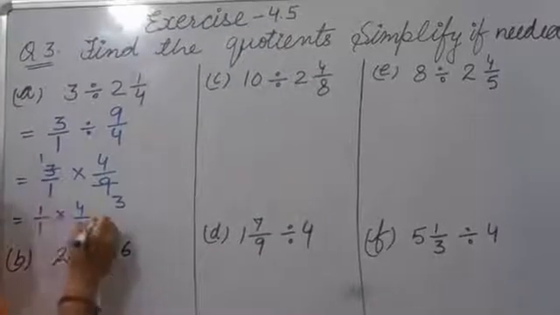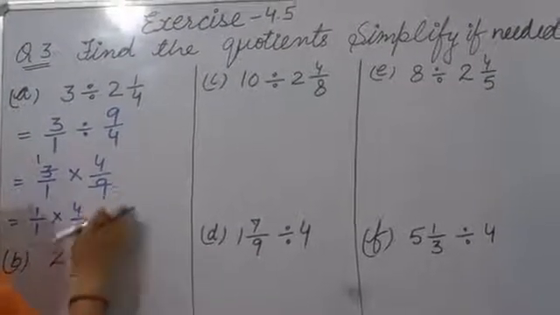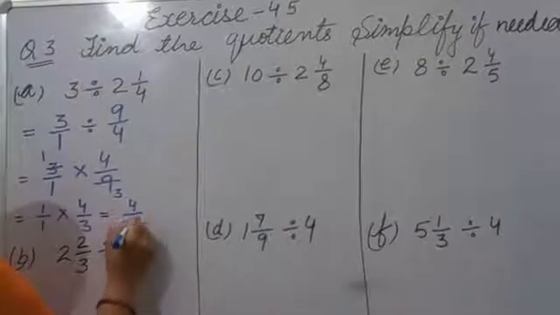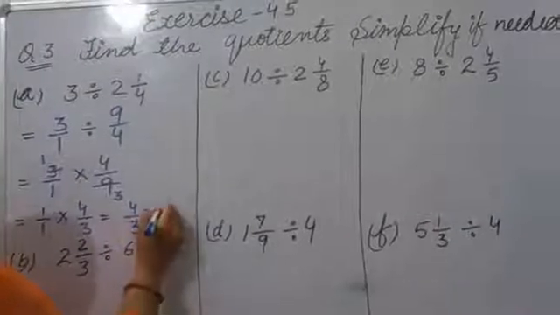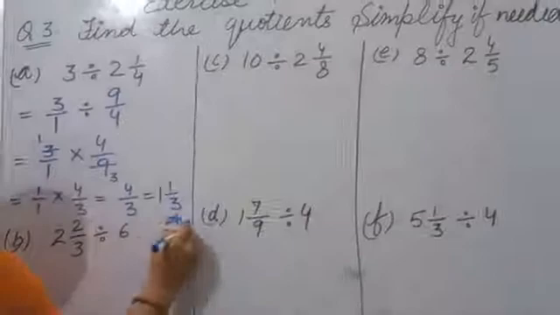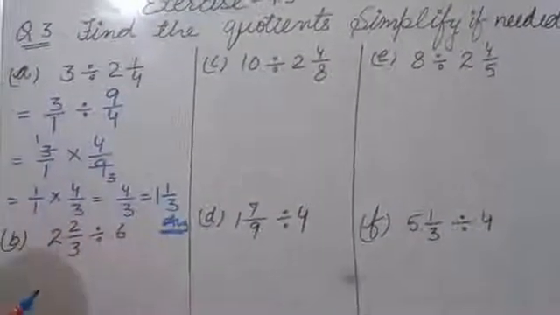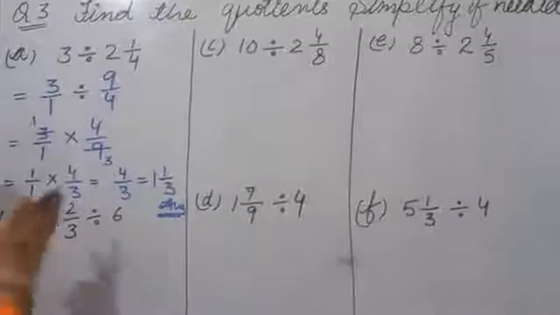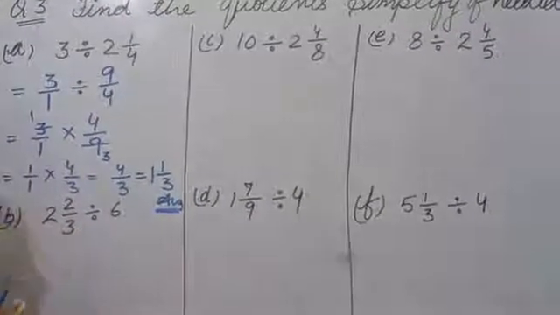So 4 ones are 4 and 3 ones are 3. 4 upon 3, it is an improper fraction. So 1 whole 1 upon 3, when we change it into mixed. So that's your answer. Okay. So 3, 4, we will select the number in mind. We will think that where they are coming, in which table they are coming.